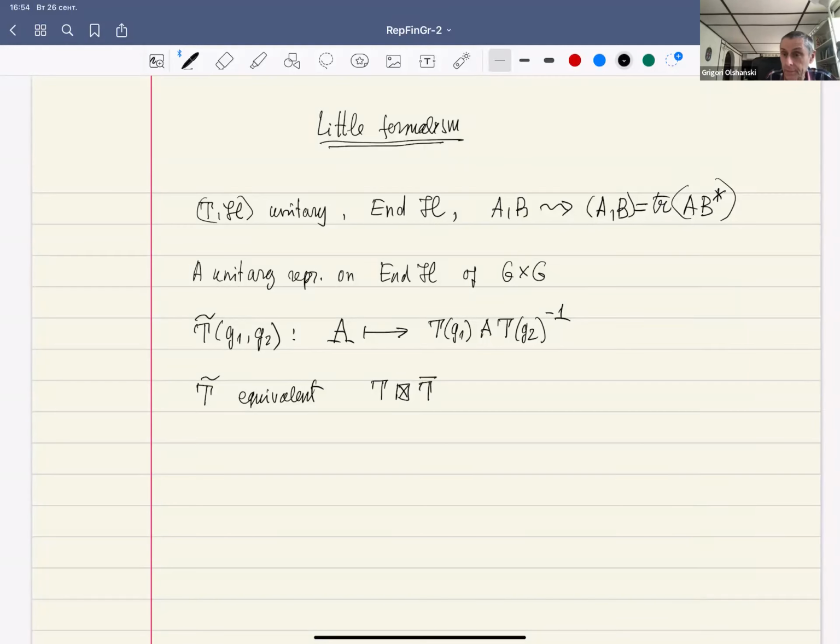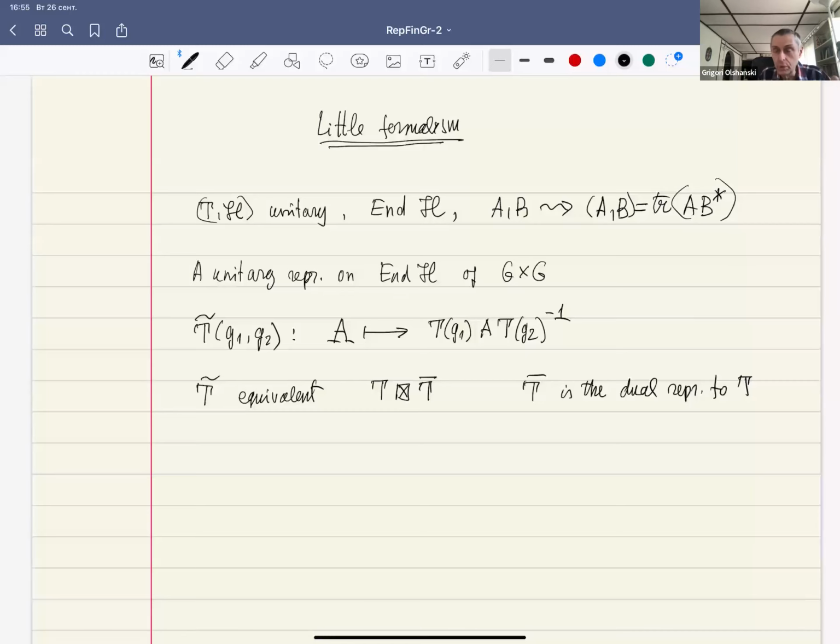What does T bar mean? What is T bar? T bar is the dual representation to T. What does dual mean? If you have a representation on a finite dimensional space, then our group acts on this space, and then it acts on the dual space, the space of linear functions, and we get another representation which is said to be dual to the initial representation.